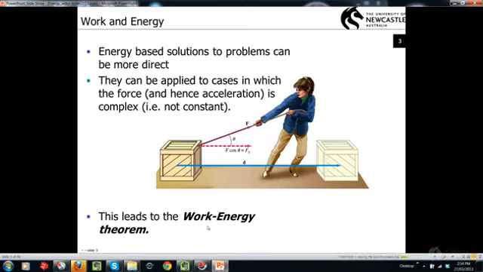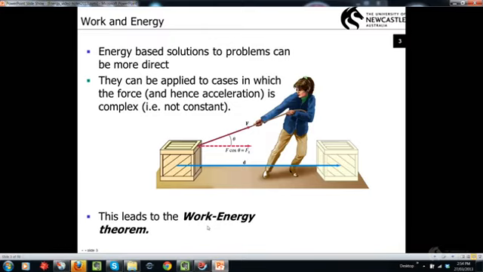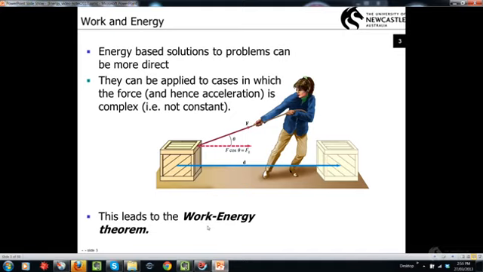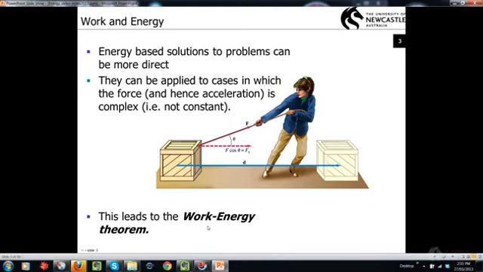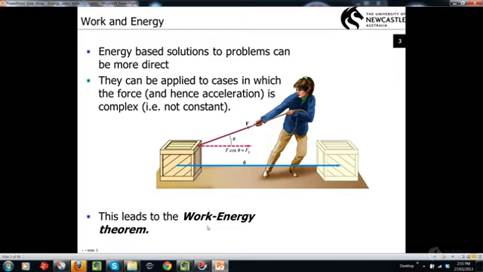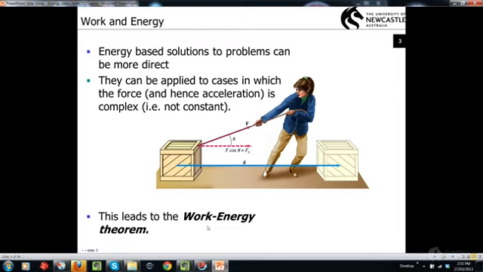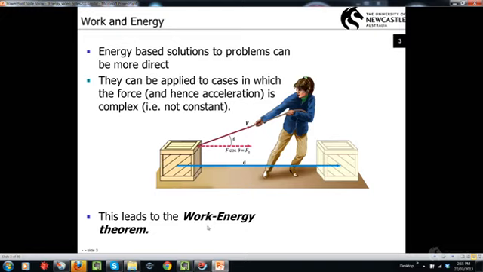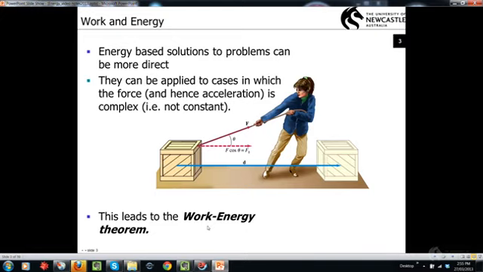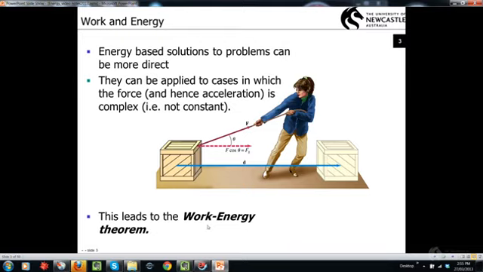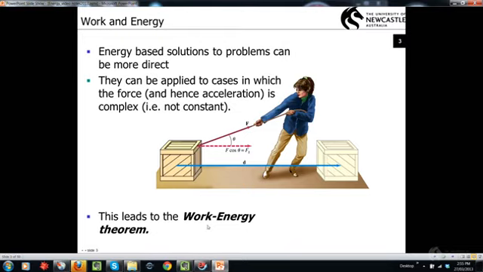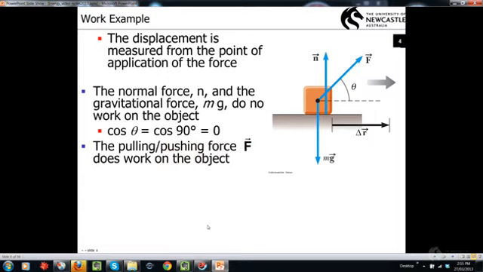So we're using energy-based solutions to deal with situations that can be quite complex, especially those where the force, and therefore the acceleration, is not constant. And to do this, we'll end up with the work-energy theorem. But first of all, we need to be able to understand how simple calculations for work can be done.